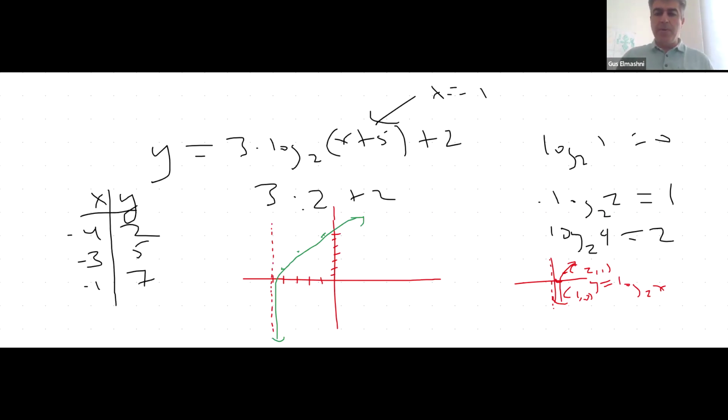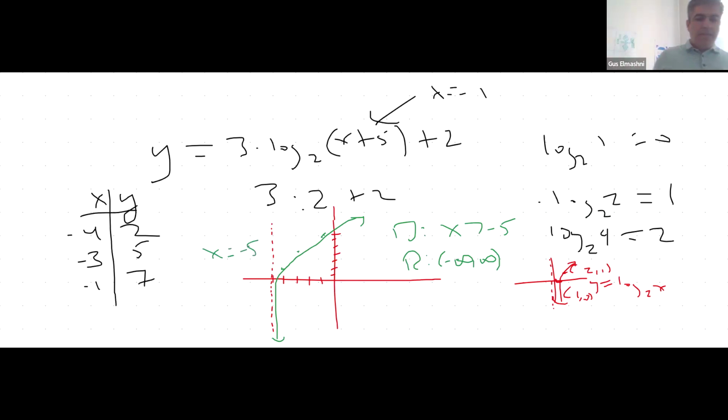The domain is going to be all real numbers. No, sorry, I lied. X is greater than -5. The range is all real numbers. Okay, the range is all real numbers. That's what I meant to say. And x equals -5 is my vertical asymptote. So yeah, that's all. Okay, so that's how you do that graph.